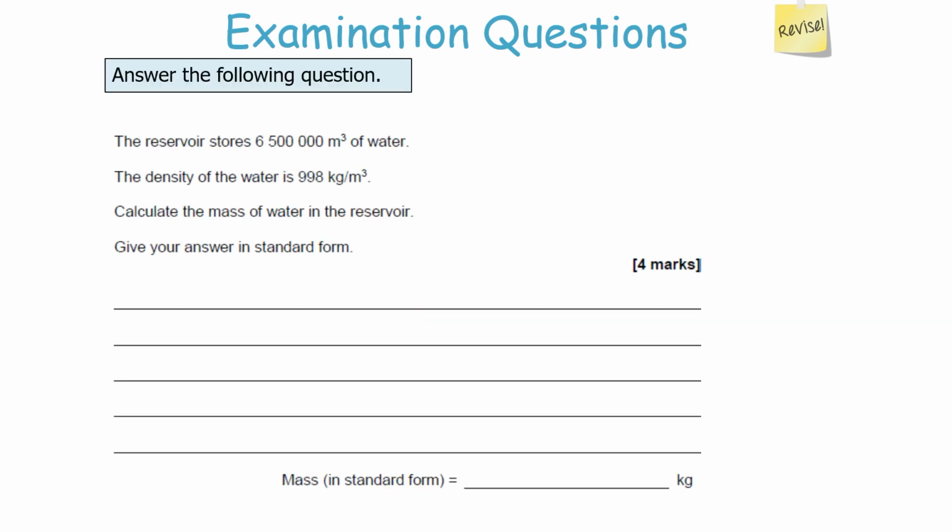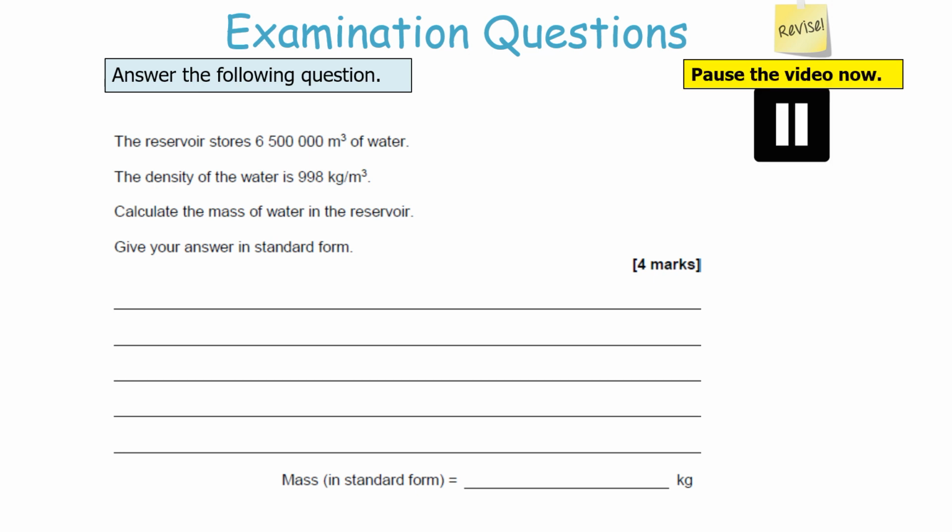In our next question, it says the reservoir stores 6,500 meters cubed of water, and the density of water is 998 kilograms per meter cubed. Calculate the mass of the reservoir and give your answer in standard form. So pause the video now, then unpause the video when you want to go through your answer.